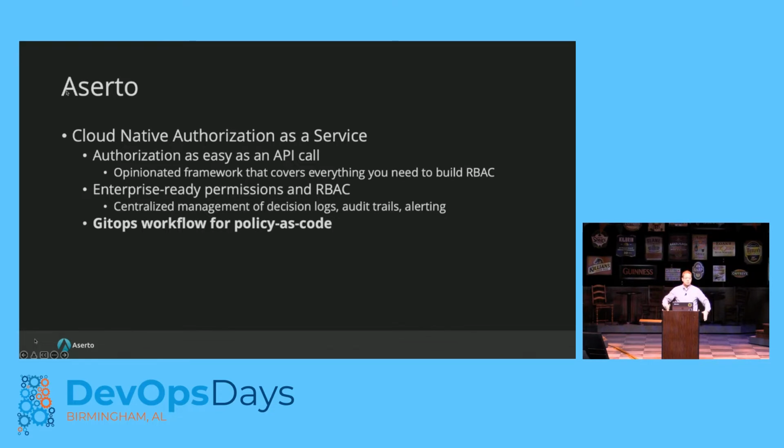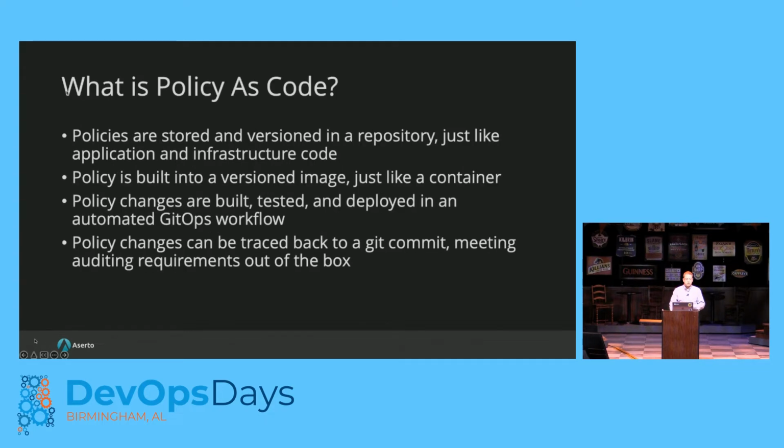We're building a whole commercial stack, but today I would just like to talk about the GitOps workflow for policy as code, which we've released as an open source project that you can use right now to implement a DevOps workflow for your authorization policies. So policy as code: you're probably familiar with infrastructure as code. That's been a trend for several years, where you put the infrastructure in a Git repository and use continuous integration to test and deploy your infrastructure. We can do the same thing with authorization policies.